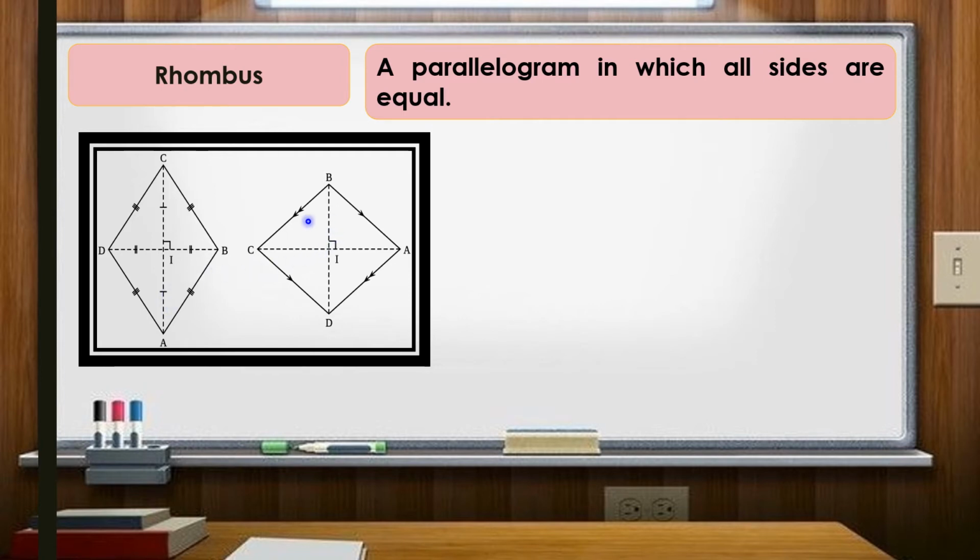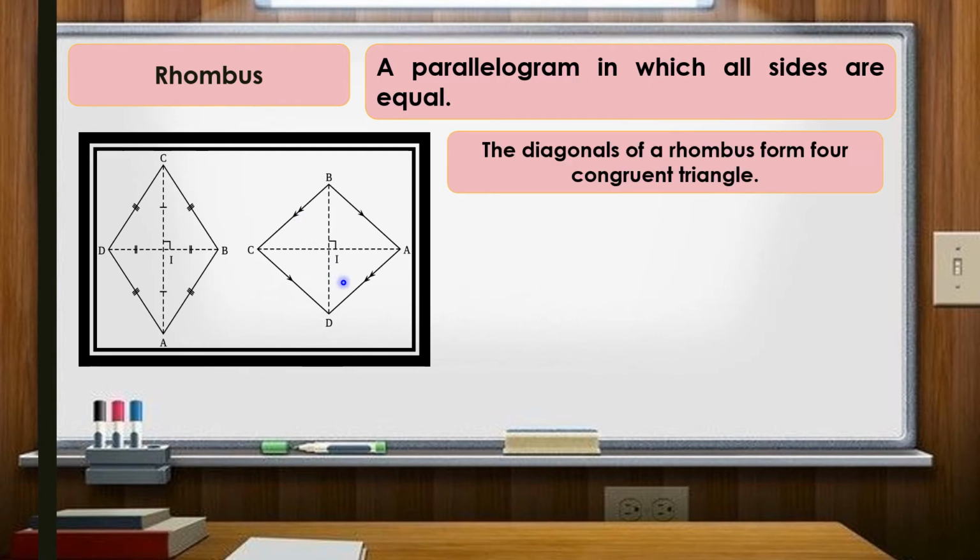So in this other part, as you can see, AD and CB are parallel, both opposite sides. When you say opposite sides are parallel, line CD and line BA are parallel to each other. If they are parallel and it is a rhombus, they are congruent. Also, line BC and line AD are parallel and congruent to each other because that is a rhombus. So the diagonals of a rhombus form four congruent triangles.